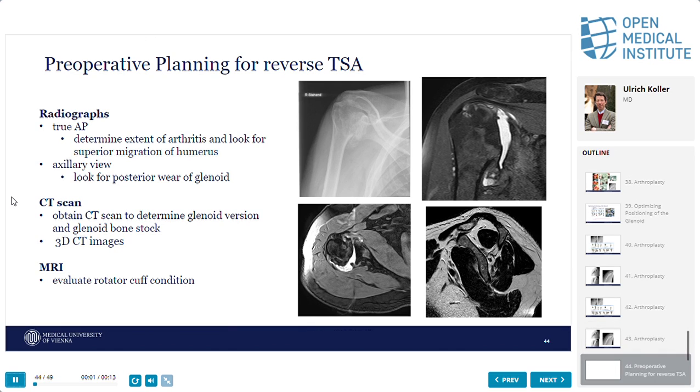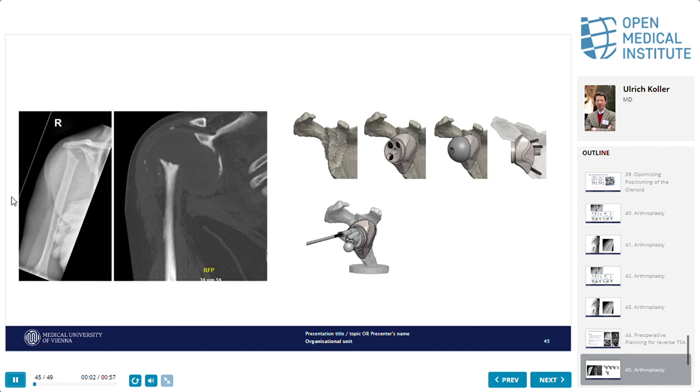Pre-operative planning for reverse total shoulder arthroplasty, we always need true AP radiographs, axillary view, very important, CT scans and MRI. And here I just have a case. This is a 30-year-old young woman, and she had a humeral head fracture.